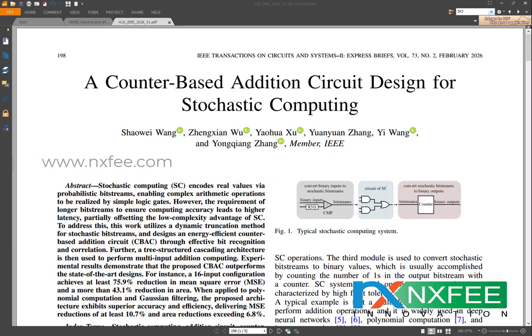Hi, here we discuss a project: a counter-based addition circuit designed for stochastic computing. The convolutional neural network has become one of the most widely adopted deep learning techniques for image processing, object detection, medical imaging, autonomous systems, and intelligent edge devices. However, conventional CNN hardware implementations require multiple binary multipliers, wide adders, and divider circuits to perform convolution and mean operations, resulting in high logic utilization, increased power consumption, and longer critical paths.